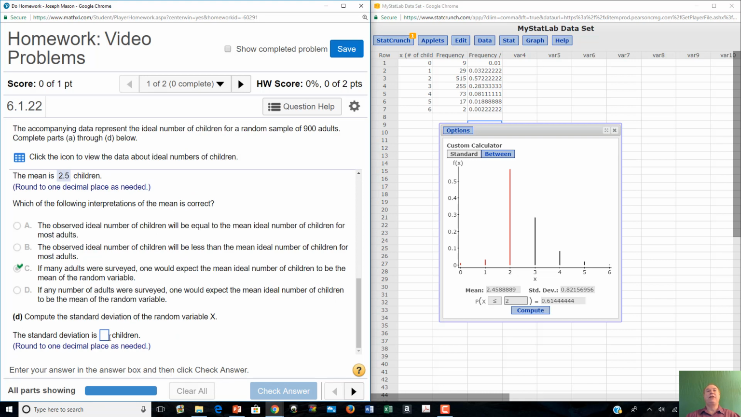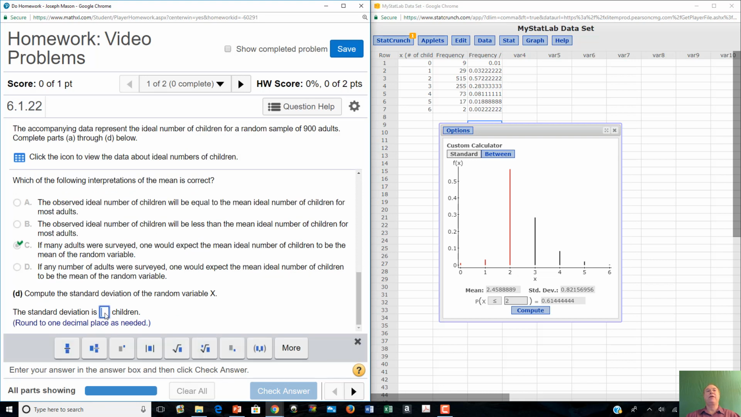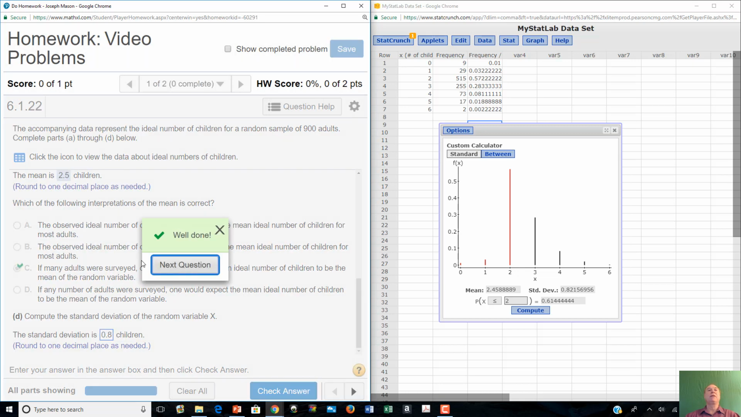Compute the standard deviation. If I look back over here to my StatCrunch, and it says 1 decimal place, so that's going to be 0.8. Okay, so that takes us through that question.